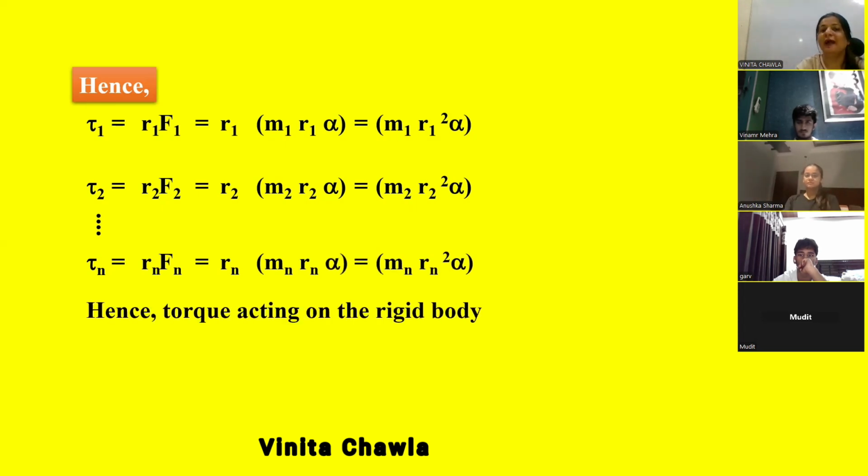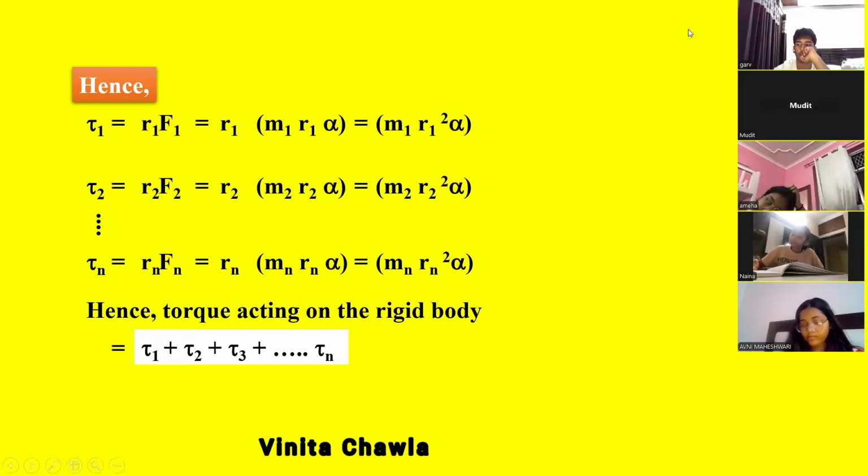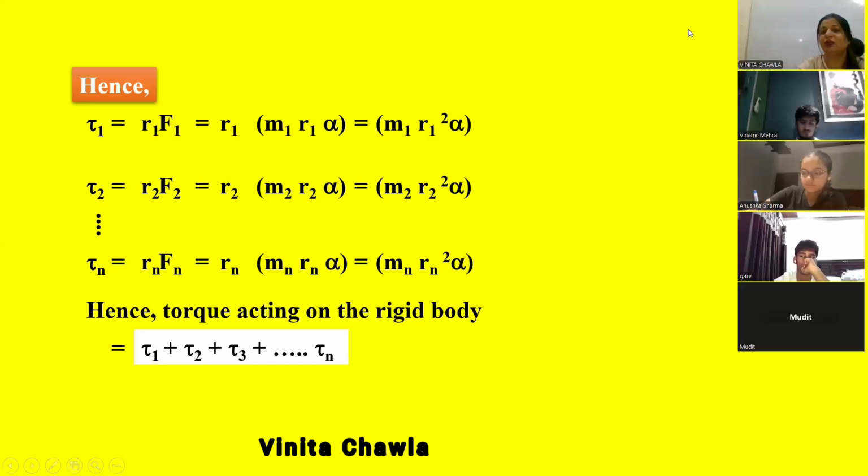Now, the torque acting on the rigid body. See, these are the particles which are on the rigid body. Now we are going to find the torque acting on the rigid body. For this, we need to add the individual torques. The torques acting individually on the different particles of the rigid body, we'll add all of these. Okay, so we'll get the net torque.